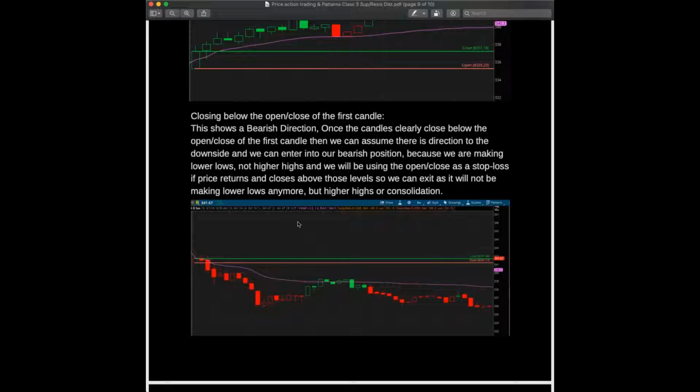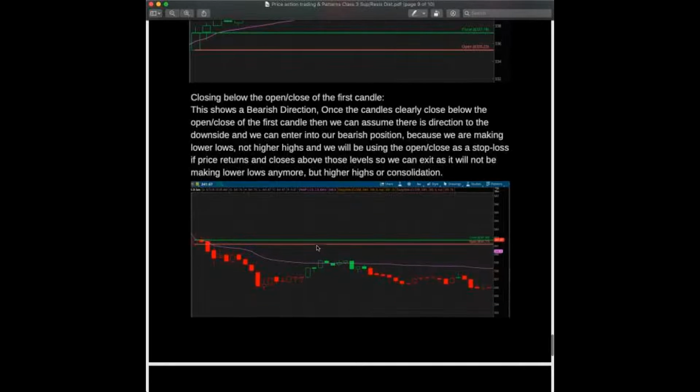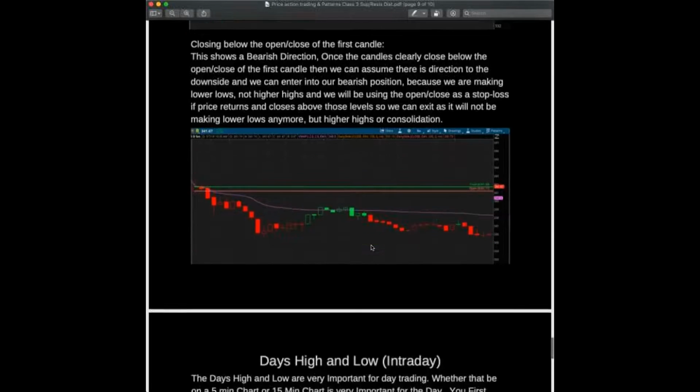All right. So we have there 341.17 as the open, and it closed below it. The first candle was inside of it, so we wait. Third candle closes below it, we enter our position, and then we use that as a stop loss. It continued to go down, and then went sideways, and then came back up, and then came down, but never revisited that stop loss. Okay.